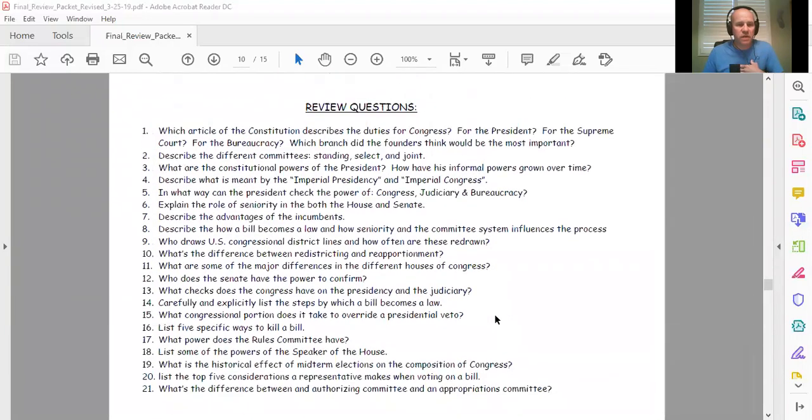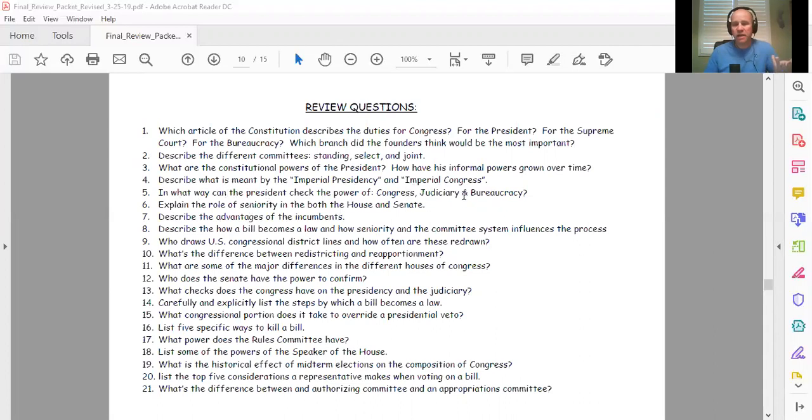Okay, so here's some review questions that I think all of you should go over and take a look at. I've already gone over types of standing committees. President's formal and informal powers: obviously the president's commander in chief, but an informal power would be the bully pulpit, the president's use of the media to directly address people. I think I didn't go over that earlier. The president's approval rating is an informal power. But the president being the commander in chief, and the chief executive to enforce laws, those are formal powers. In what way can the president check the power of Congress, judiciary, bureaucracy?